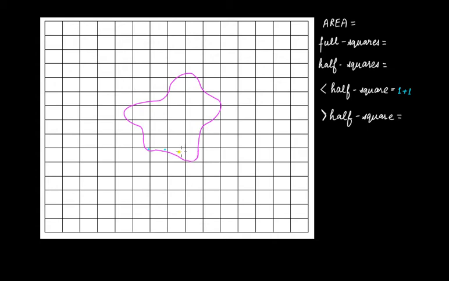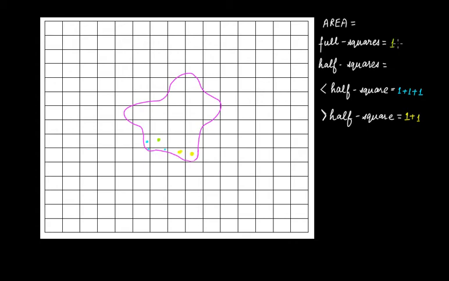So this is more than half here, 1 count plus. This again is more than half, so 1 plus 1. So we are done with these squares. Now, what is this? It's actually less than half. Then we have here, it is a full square.